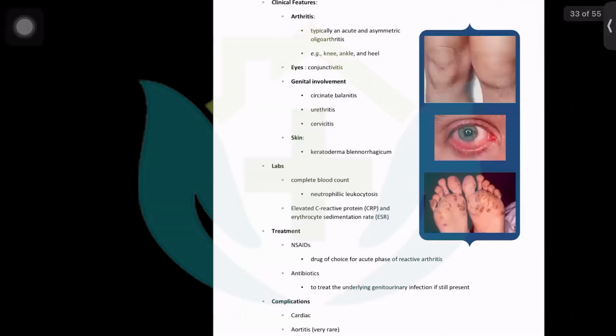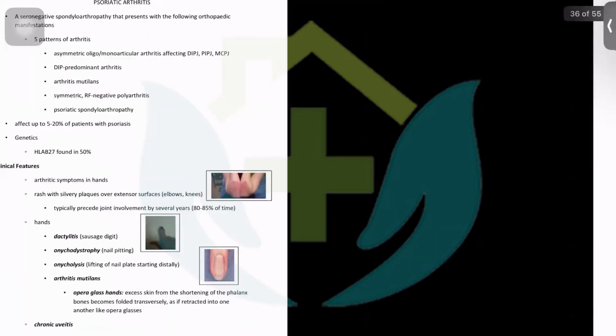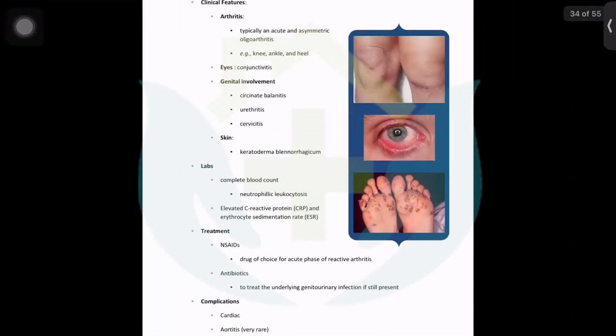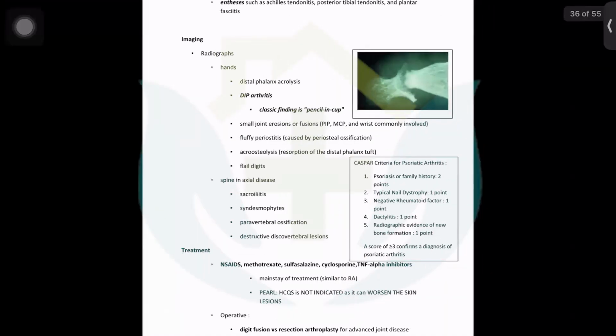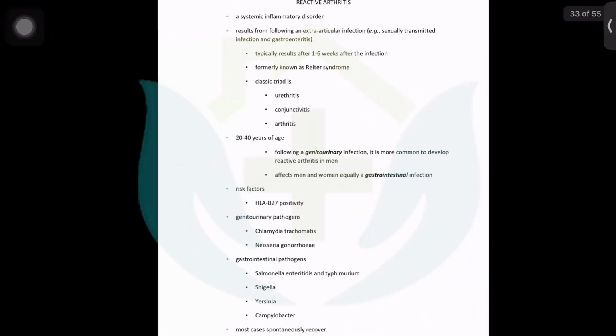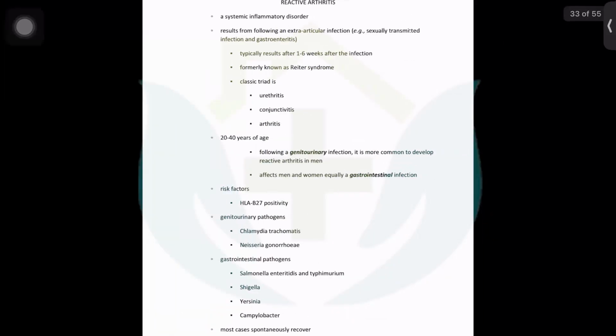We have still 5 minutes. Can we do reactive arthritis? Yes, sir. And psoriasis, we should do together, okay? So I will take extra time today, maybe 5-10 minutes, but we will cover both reactive and psoriasis.